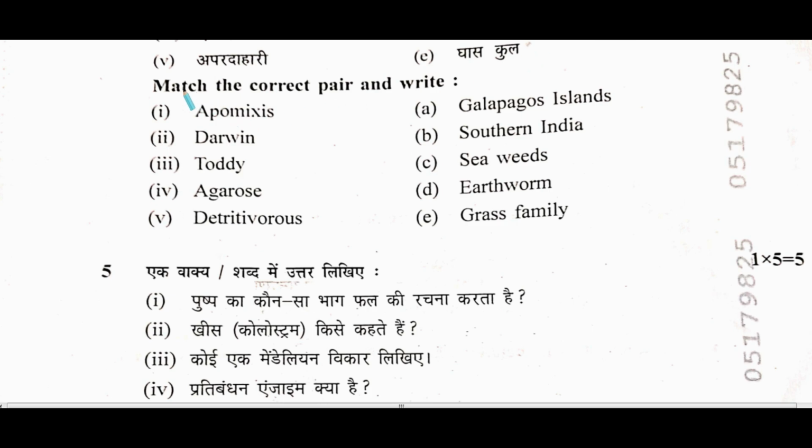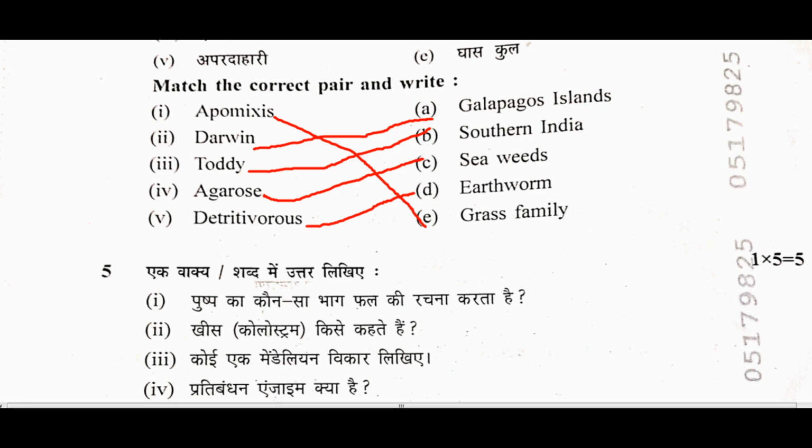Now the next question is match the correct pairs and write. Apomixis, grass family. Darwin, Galapagos Islands. Toddy, Southern India. Agarose, seaweeds. Detritivores, earthworm.